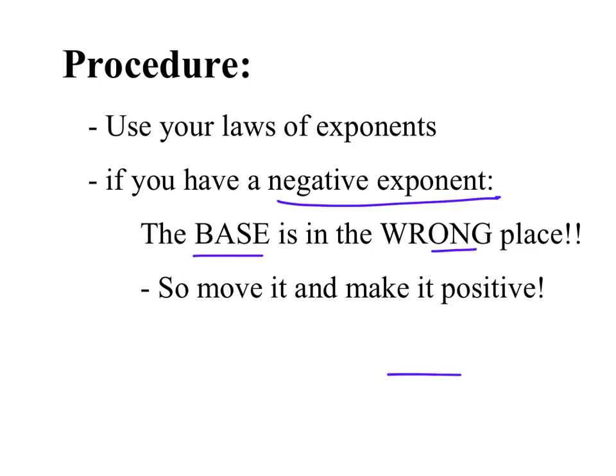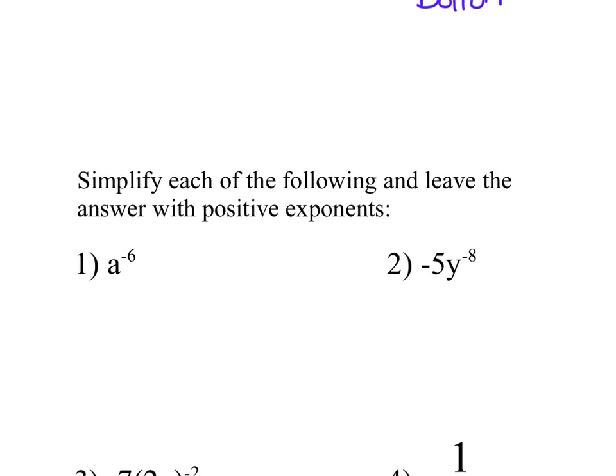There's two places in a fraction. There's a top and a bottom. If you have a negative exponent in the top, you move it to the bottom, and now it's positive. If it's in the bottom, you move it to the top, and it's positive. That's it. There's only two places in a number or in a term. Okay, so let's do this.